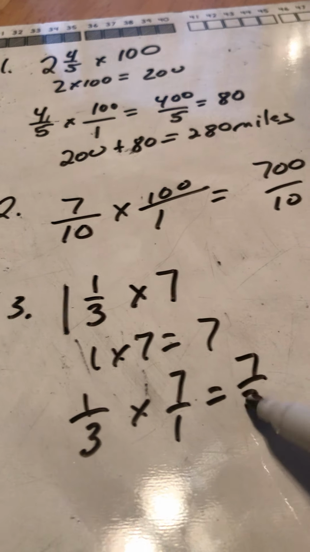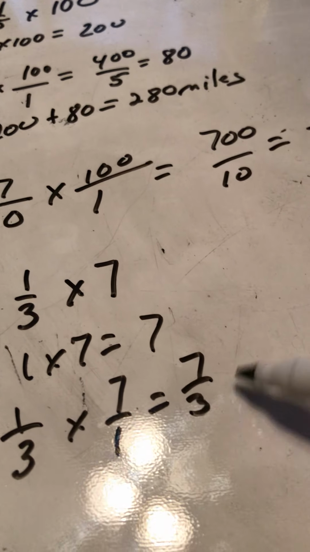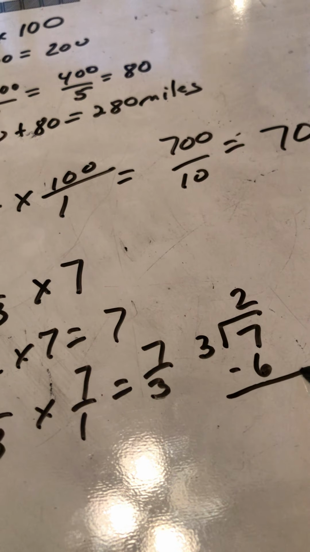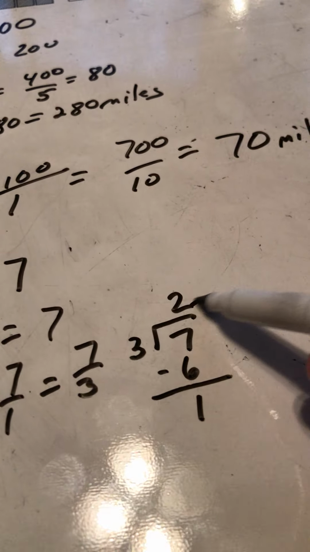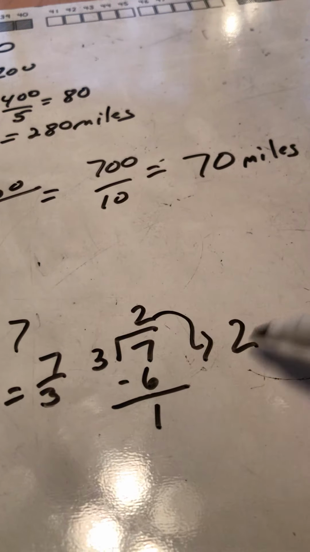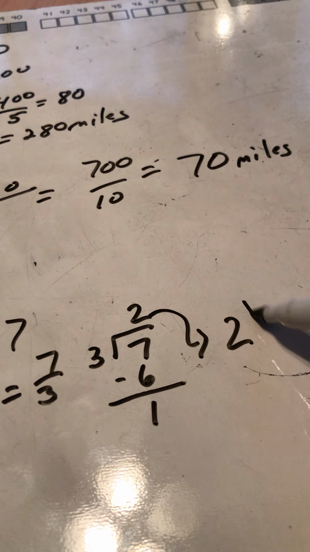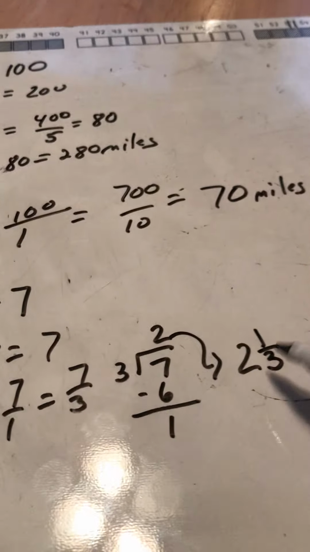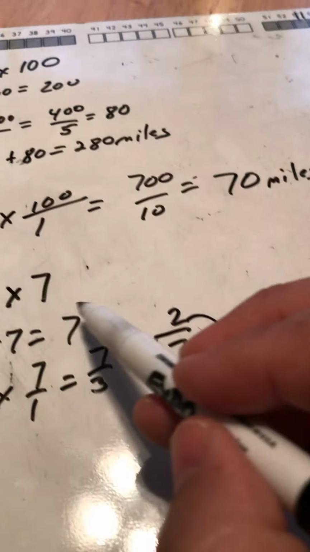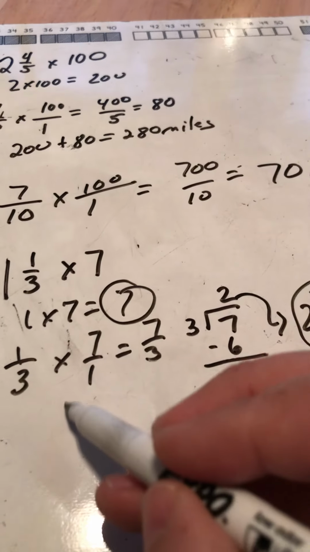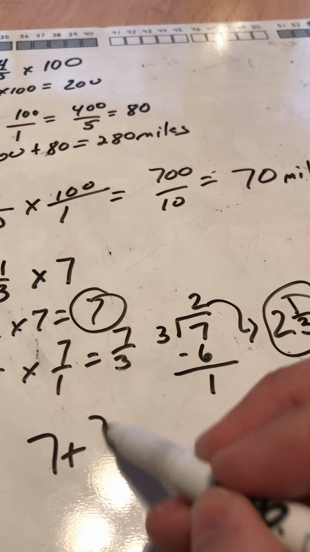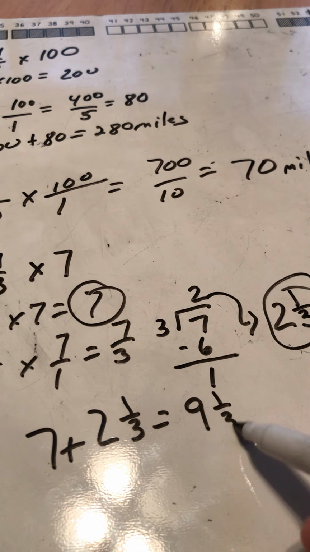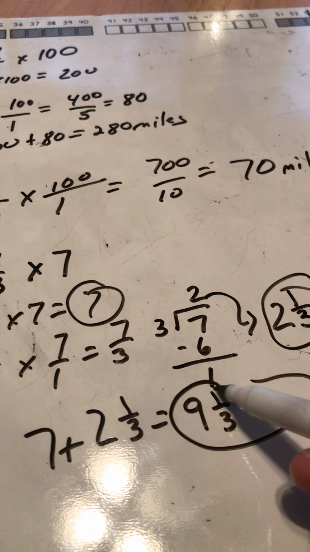We'll put that over 1, and we get 7/3. Now this one's a little trickier because 3 doesn't go into 7 evenly. So let's go ahead and divide. We get 2. 7 minus 6 is 1. So this 2 becomes our whole number. This 1 becomes our numerator. And 3, which was our denominator, stays our denominator. But now we have to add this and this together. So we're going to do 7 plus 2 and 1/3, and we end up with 9 1/3 miles.